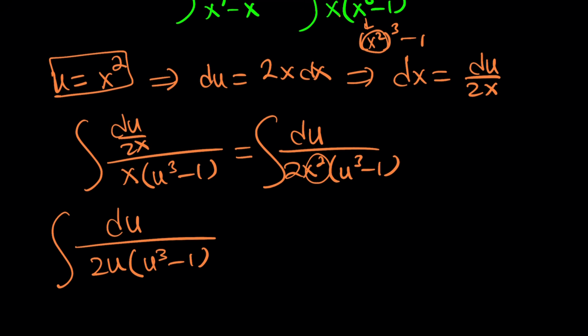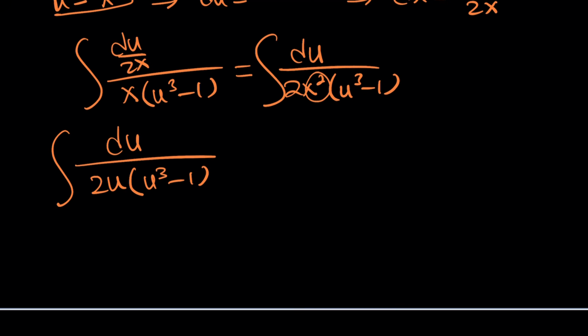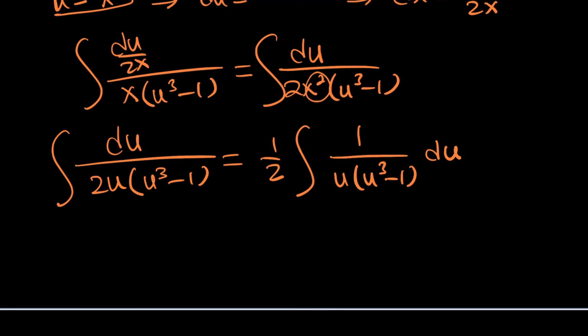Now, this expression, even though it looks complicated and it looks like you're going to need to do the partial fractions again, that's not the case. Let me go ahead and show you the trick. First of all, let me pull out the 1/2 so that we can end up with 1 over u times u cubed minus 1 multiplied by du. This is where the trick starts.